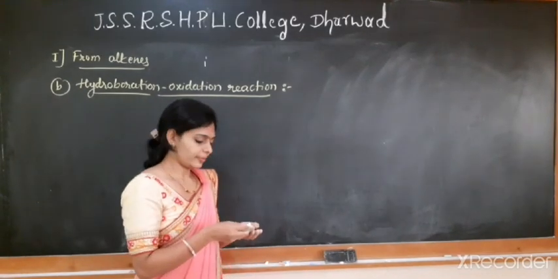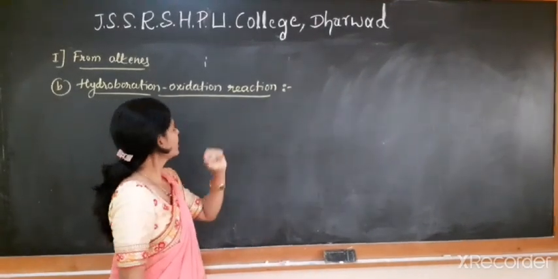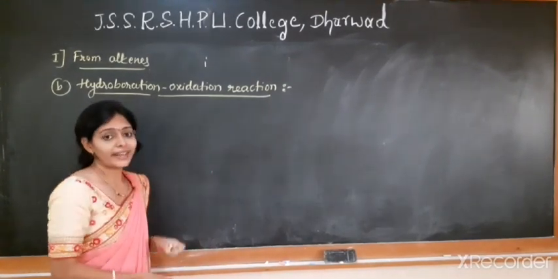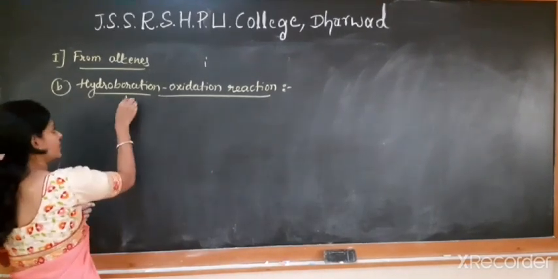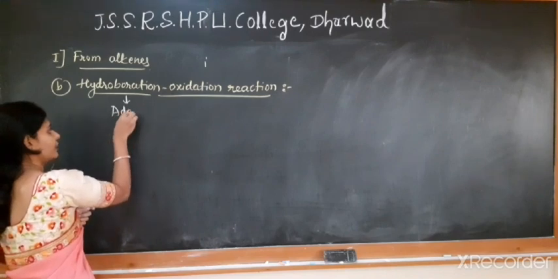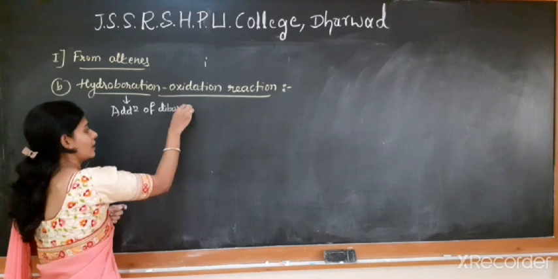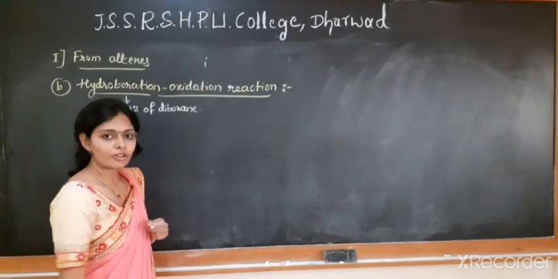The second method of preparation is hydroboration oxidation reaction. See, hydroboration is addition of diborane. Hydroboration refers to addition of diborane, which is followed by oxidation.